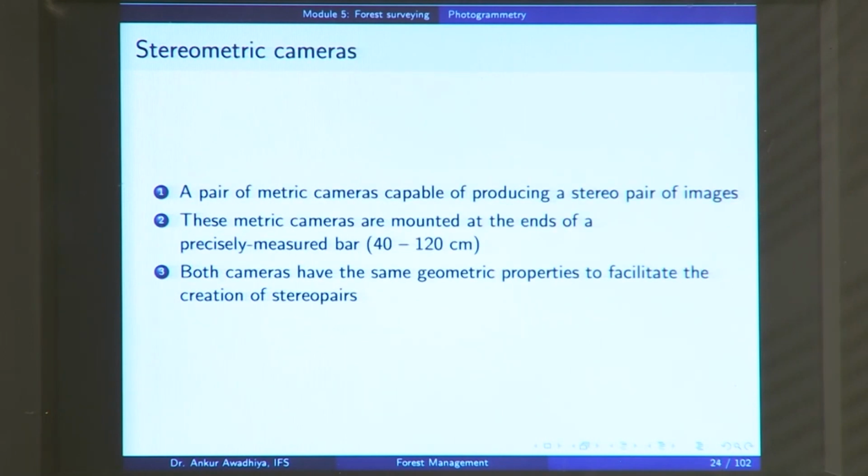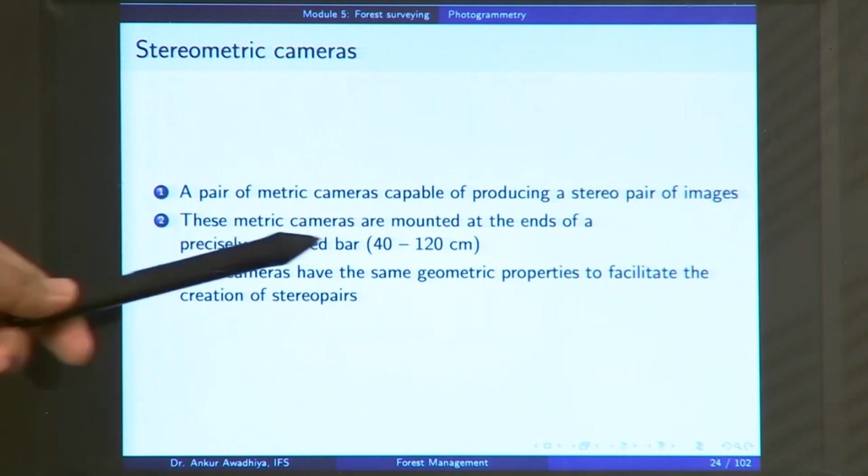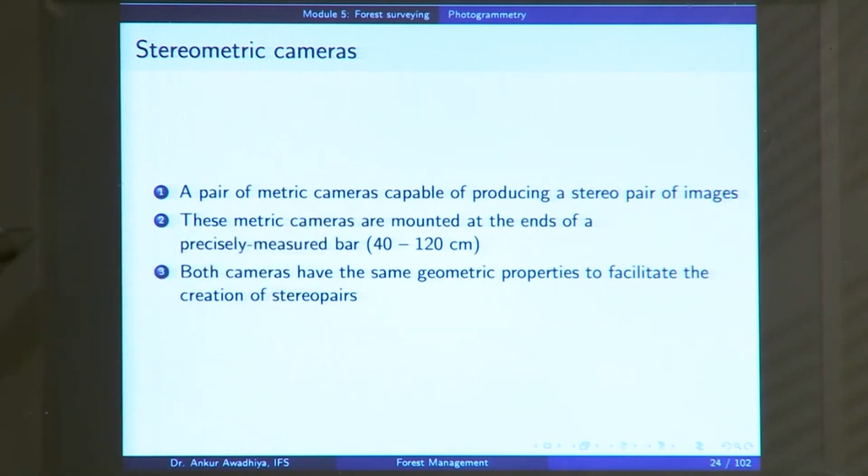At the same time, we also make use of stereometric cameras, in which case you have 2 cameras. A stereo image is an image in which 2 cameras are taking the image, and a stereometric camera is 2 metric cameras that are being used. So, it is a pair of metric cameras capable of producing a stereo pair of images. So, you will get a 3-dimensional view from these images. These are mounted at the ends of a precisely measured bar 40 to 120 centimeters in length, and both the cameras have the same geometric properties to facilitate the creation of stereo pairs.